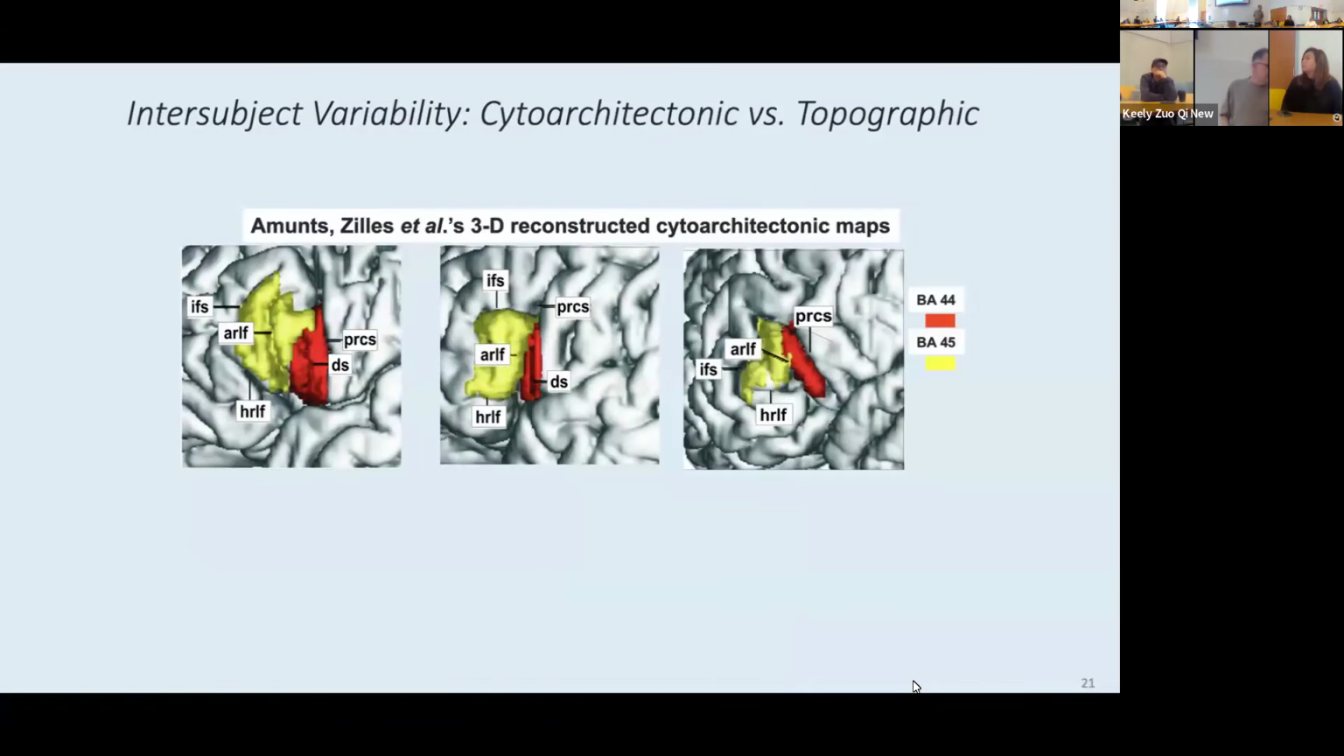And when it comes to Broca's region, we can see what it looks like. These are three different brains, with the microscopic histological material reconstructed onto 3D. And you can see again, there's variability, but for these three subjects, they do exist.